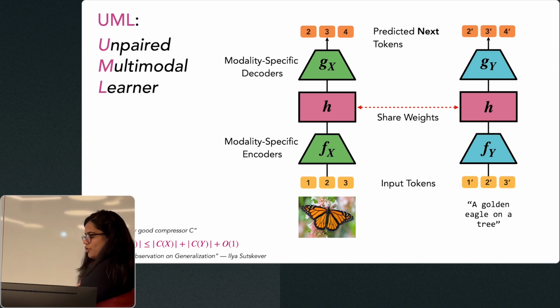Ilya Sutskever's talk at the Simons Institute. The talk is called, and the link is attached on the left, An Observation on Generalization. Highly recommended talk, really, really cool stuff.